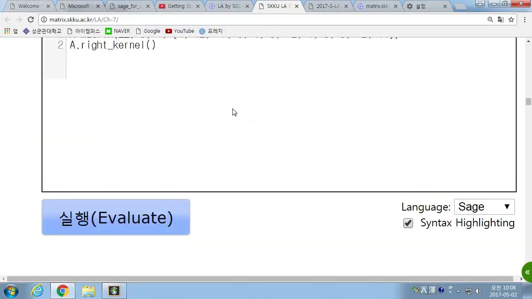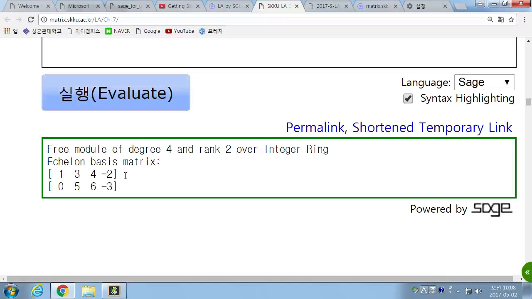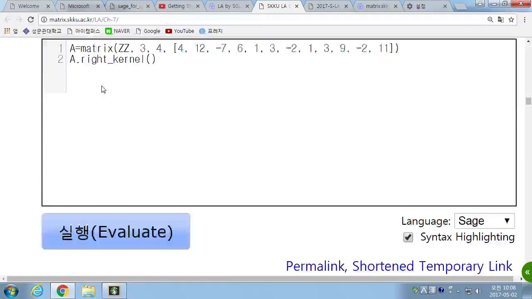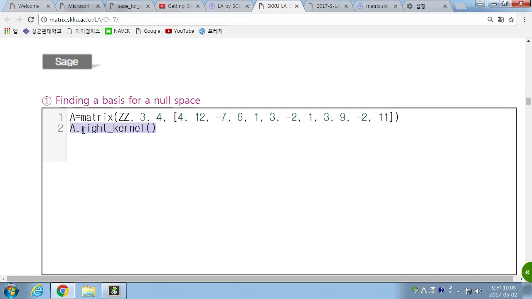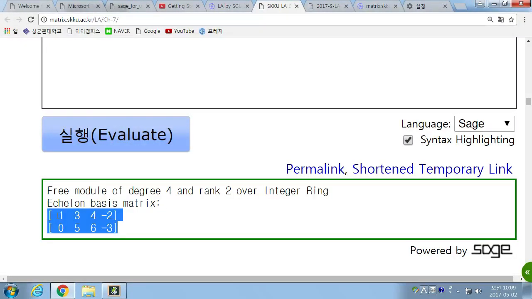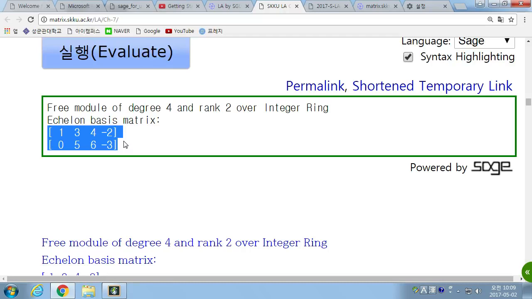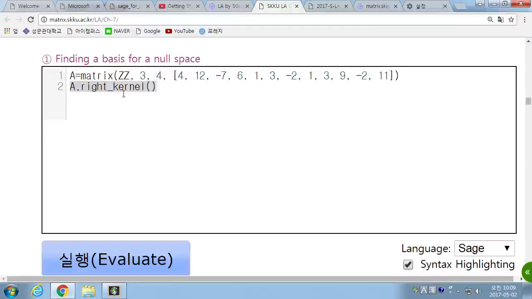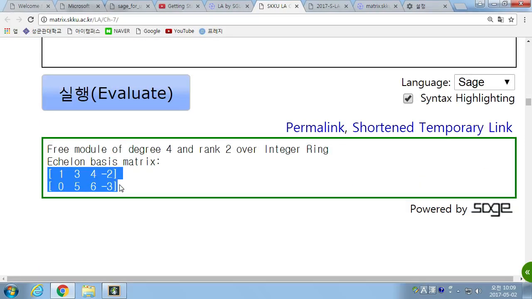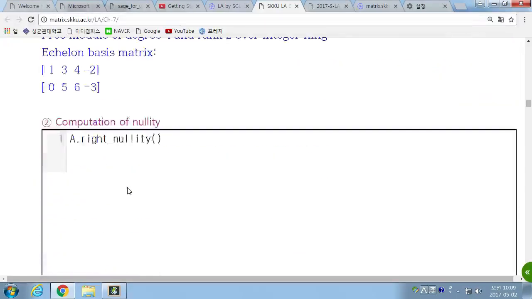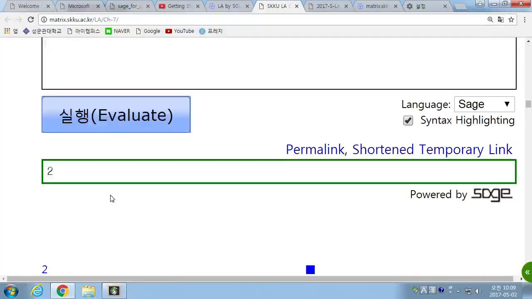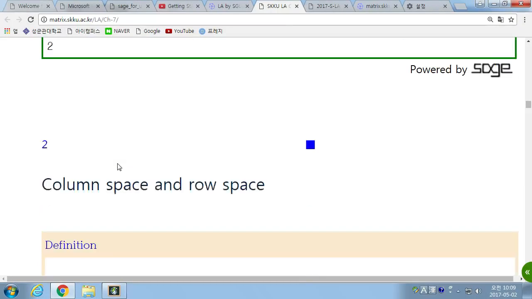Okay. And you can find the null space. This command gives you the right kernel. And this gives you two linearly independent vectors in the solution space. So it forms a basis. So these two vectors form a basis for the solution space. 커널이라는 게 이제 그 솔루션 구하는 거랑 마찬가지예요. 그러면 커널이라는 명령어로는 1차 독립인 벡터들을 주는 거예요. And nullity, if you find it, then it says nullity is 2.